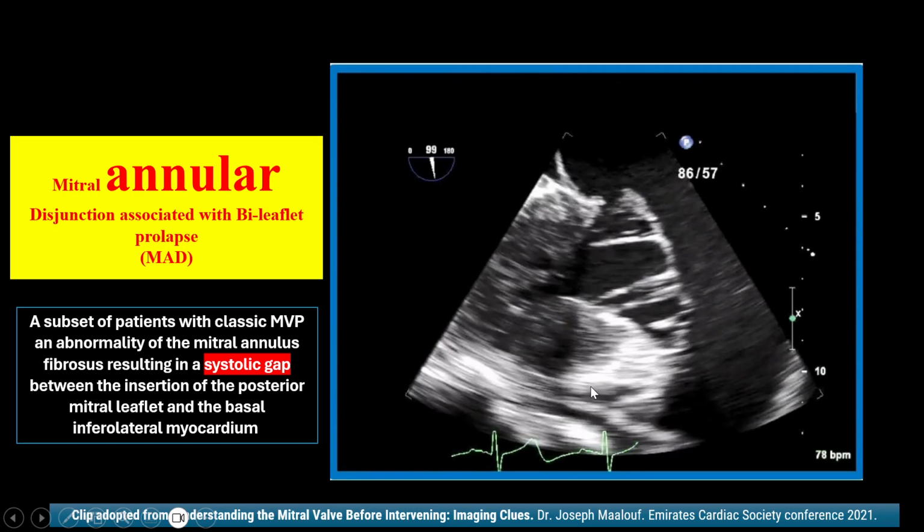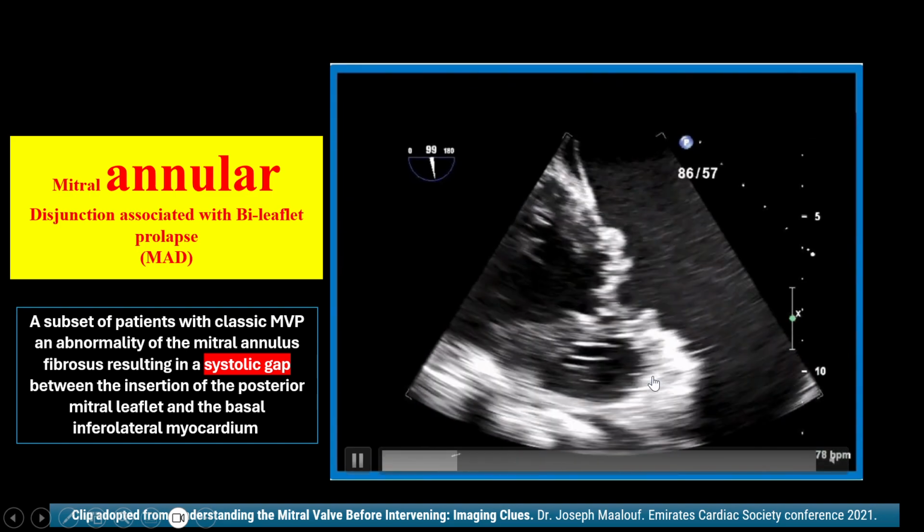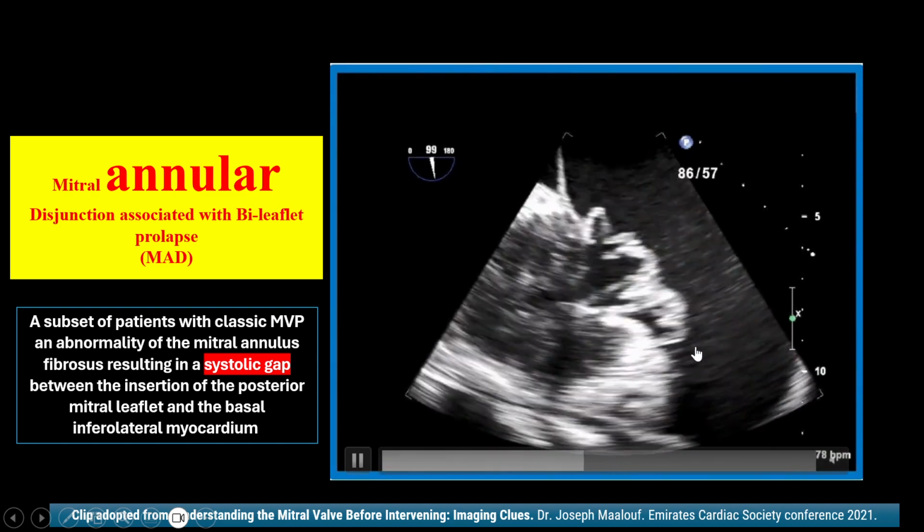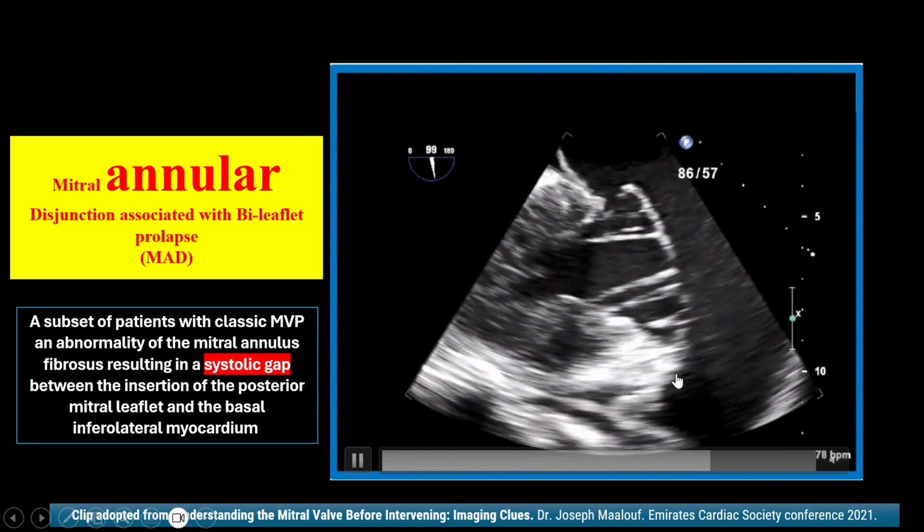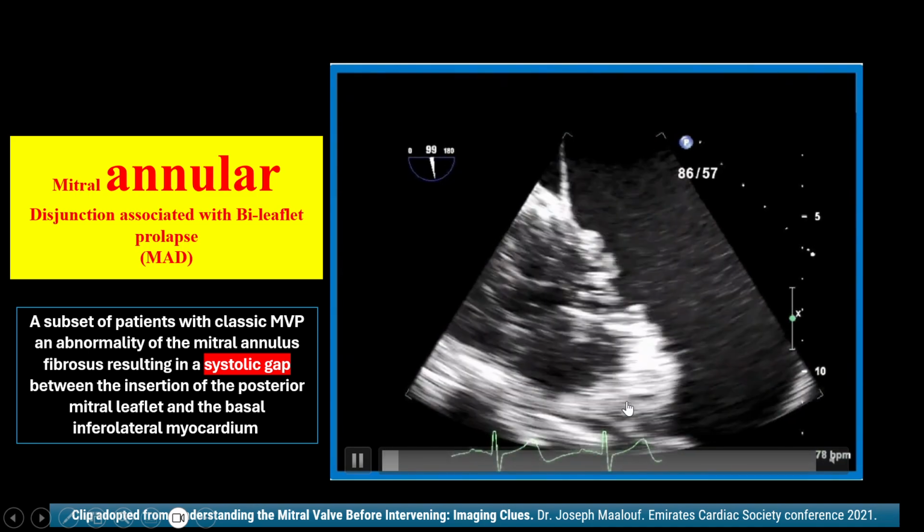So today we'll be talking about mitral annular disjunction. You could have it without mitral valve prolapse, but it is usually seen in a subset of patients with mitral valve prolapse. So what is it? It is a systolic gap between the insertion of the posterior mitral leaflet and the basal infralateral myocardium.